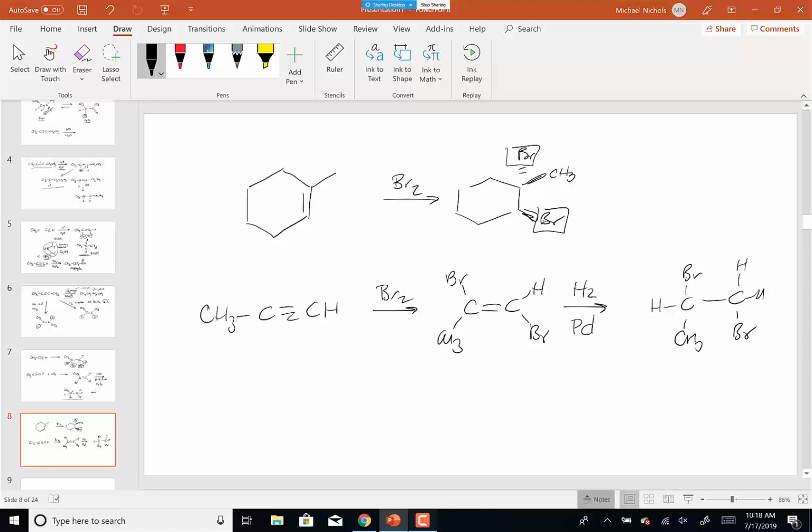And what if I wanted to add hydrogen first? Will this reaction work in reverse? So in other words, if I add H2 here with palladium and then Br2, will that work? No? Why not?